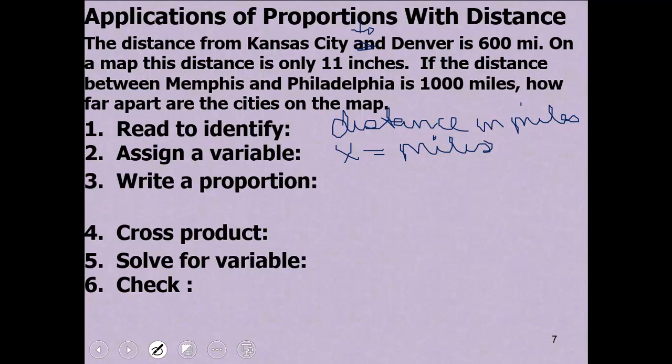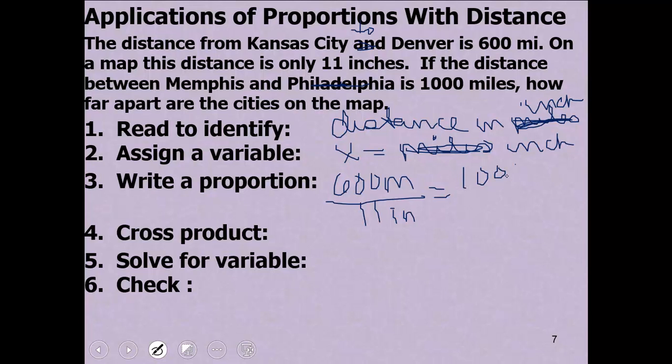Now we're going to write a proportion. We're going to write 600 miles is the equivalent of 11 inches. Oops, sorry. We're looking for inches. Distance in inches. My bad. I read it wrong. And then it says the distance between Memphis and Philadelphia is 1,000 miles. And we're looking for the number of inches. That's our X. So we're going to cross multiply.